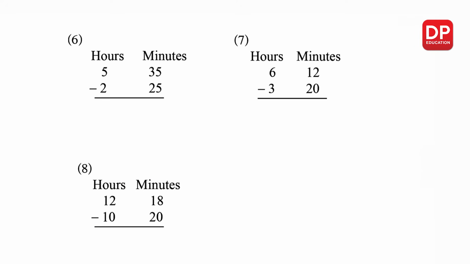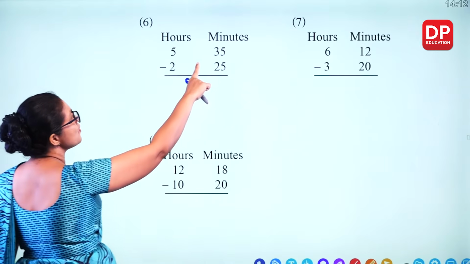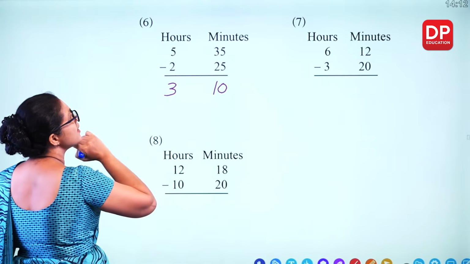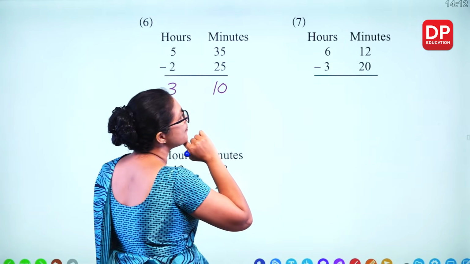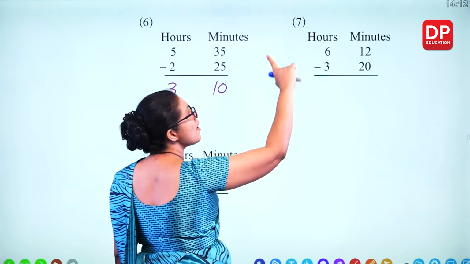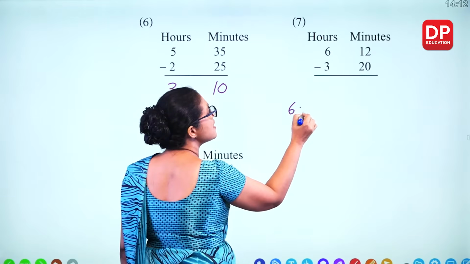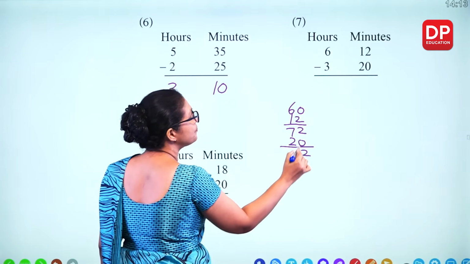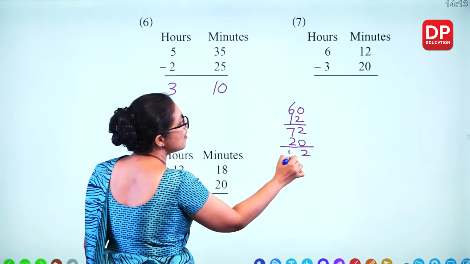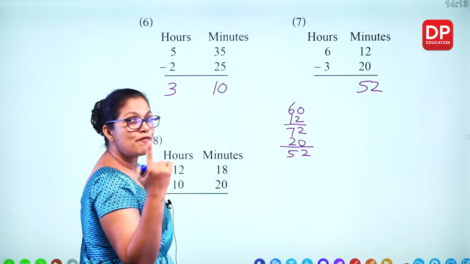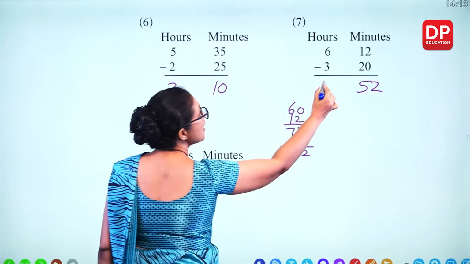Question number 6. You have given hours and minutes, so you need to subtract. You can do that here straight away. 35 minus 25, 10. 5 minus 2, 3. 3 hours and 10 minutes. This one, you can't subtract 20 from 12, so you have to take 1 hour. That means 60. 60 plus 12, 72 minus 20, you get 52. 52 minutes. 6 becomes 5 now. 5 minus 3, you get 2.